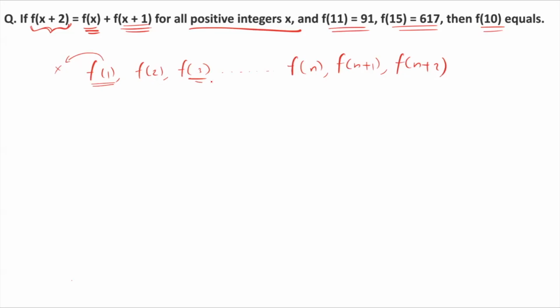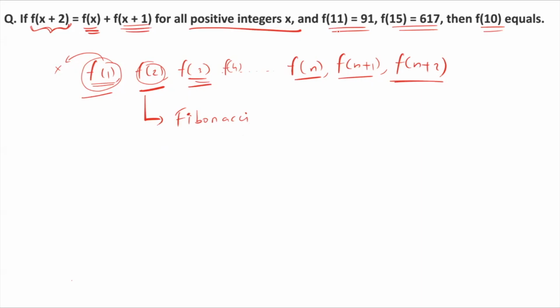So f of 3 is actually f of 1 plus f of 2. Or f of 4 will be actually f of 2 plus f of 3. Likewise, you can see f of n plus 2 will be f of n plus f of n plus 1. This series where every term is the sum of the previous two terms is also called the Fibonacci series. So in the Fibonacci series, every term is basically the sum of its two preceding terms.